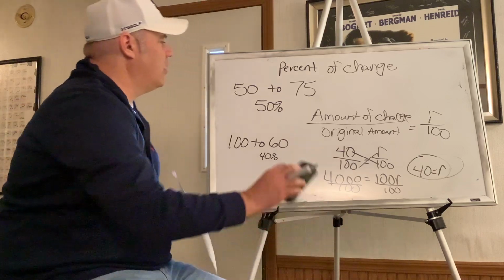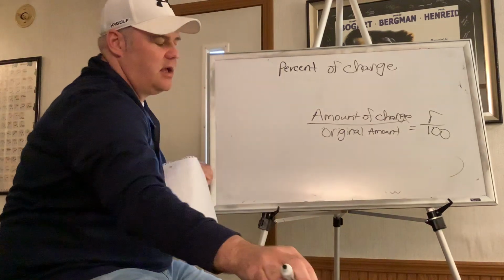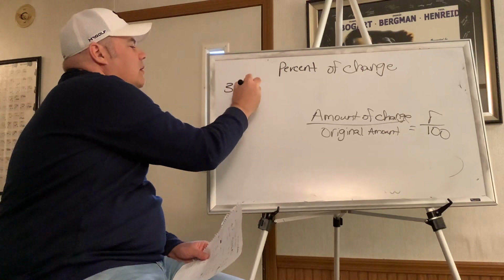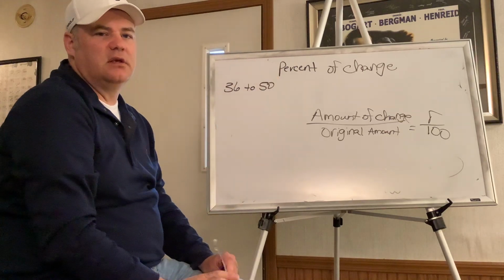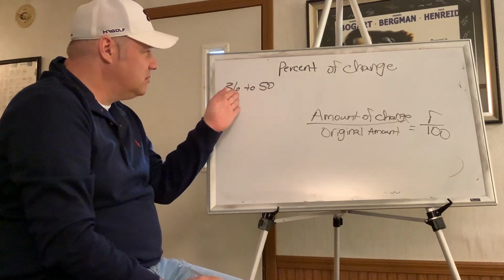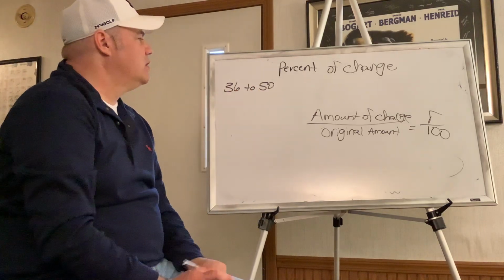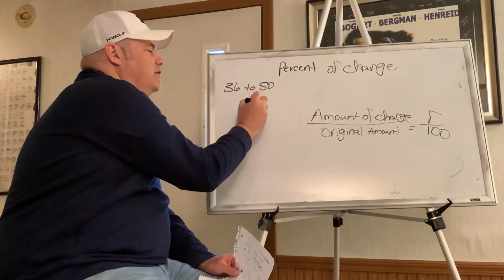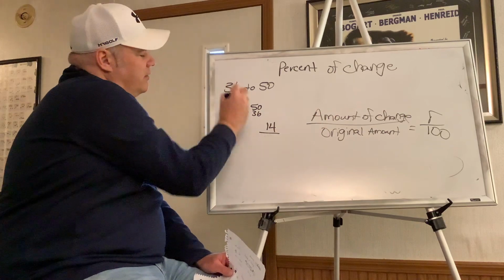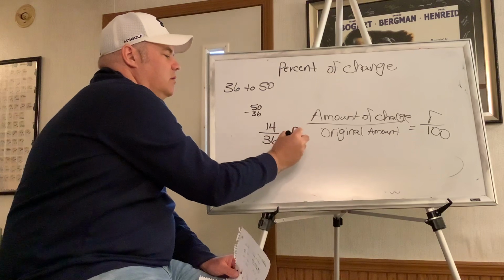Okay, let's do a couple more that are not ones we could do in our head. Let's do one from 36 to 50. We don't necessarily know this one. We know we went up by 14, but what percent is that? So let's do our formula. First we do 50 minus 36, which is the amount of my change. That's my 14, over the original amount, which was 36, equals R over 100.